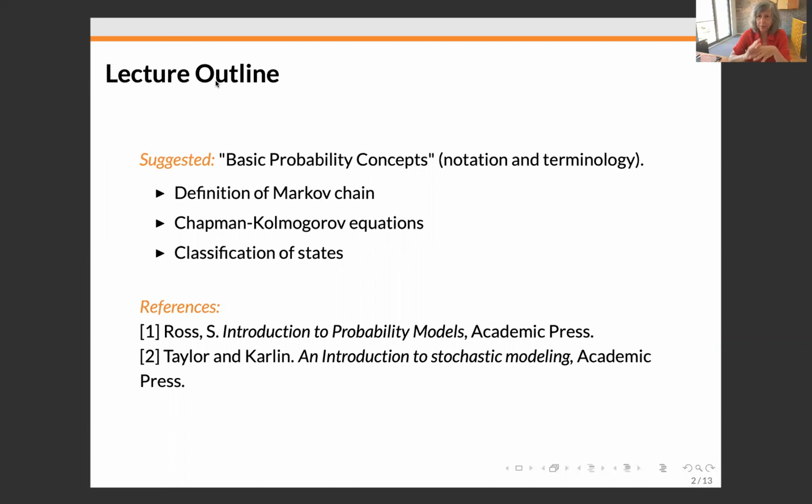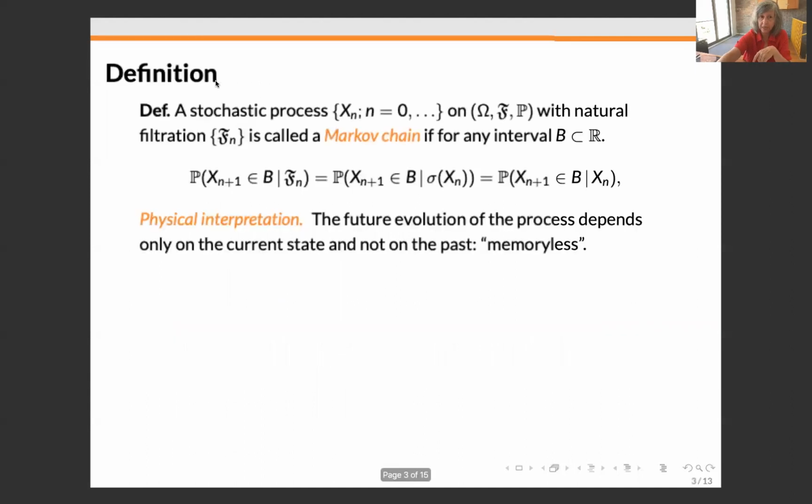So in this lecture, the lecture outline, we're going to do the definition of a Markov chain. What is it? The Chapman-Kolmogorov equations, and then we're going to go into the classification of states.